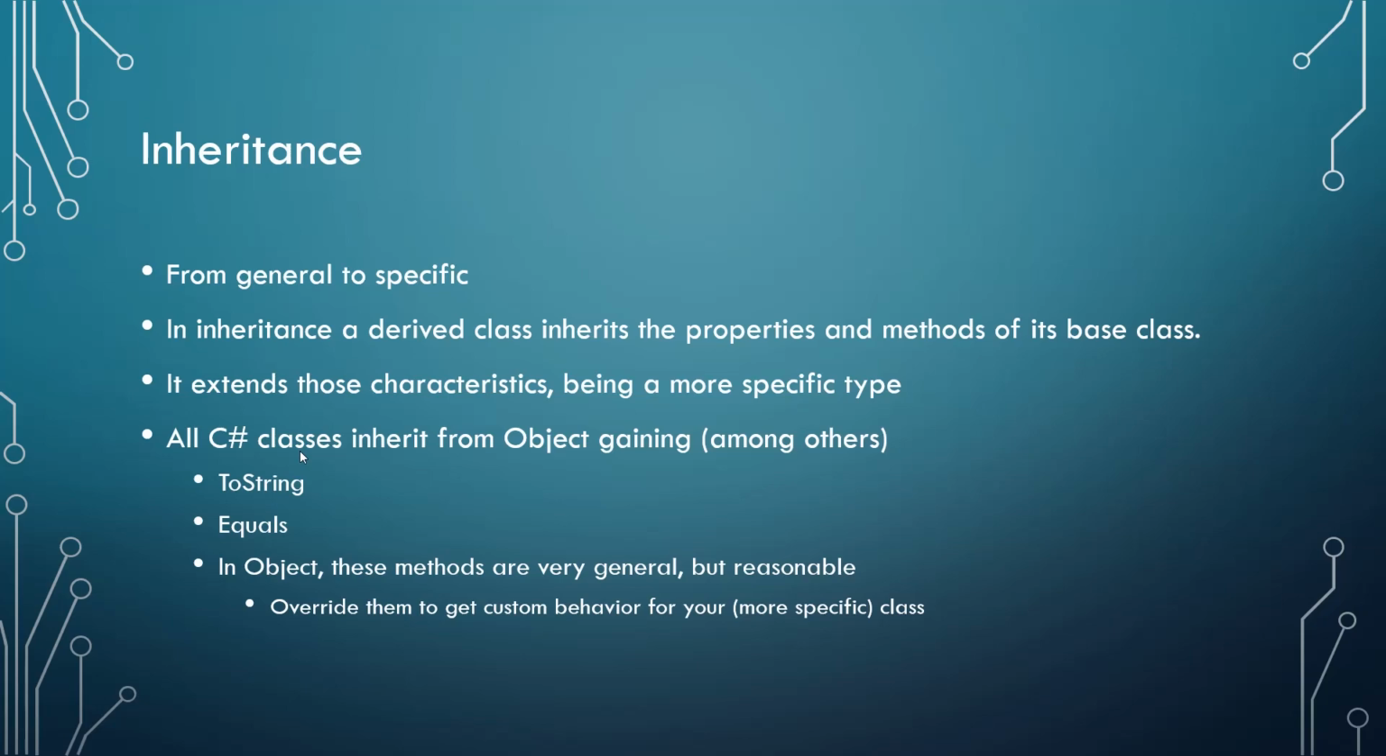Inheritance, from general to specific. In inheritance, a derived class inherits the properties and methods of its base class and extends them. In extending those characteristics, it becomes a more specific type. All C# classes inherit from object, gaining, among others, the ToString method and the Equals method. In object, those methods are very general, but reasonable. We override them to get custom behavior for your more specific class.